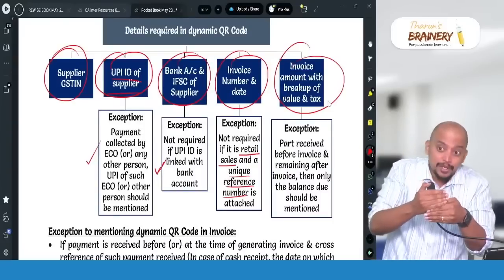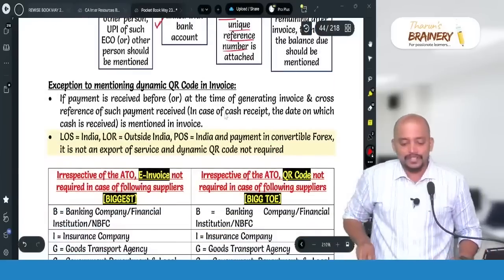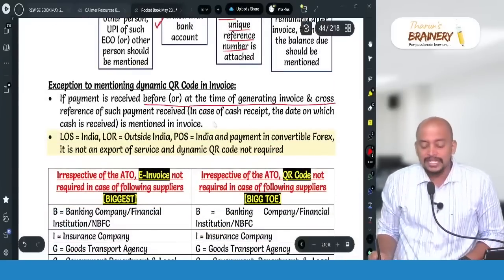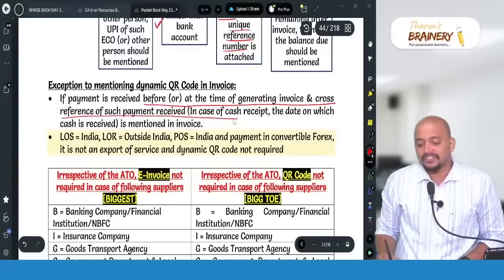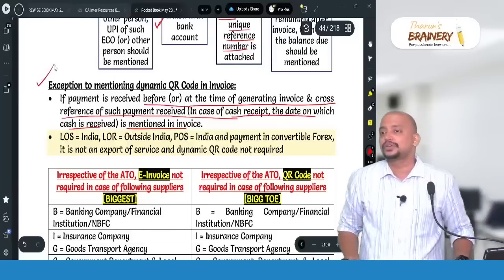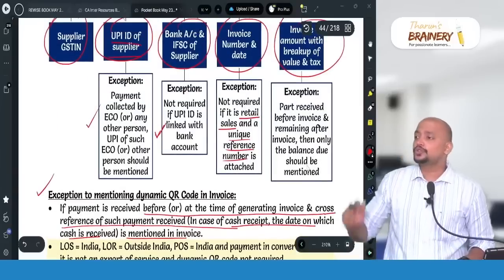Then when should the payment be collected? After preparing the invoice. So if the payment is received before or at the time of generating the invoice, and a cross reference of such payment received is mentioned, even if it is a cash receipt, and the date on which cash is received is mentioned in the invoice, then we don't have to prepare a dynamic QR code in the invoice. Is it clear?